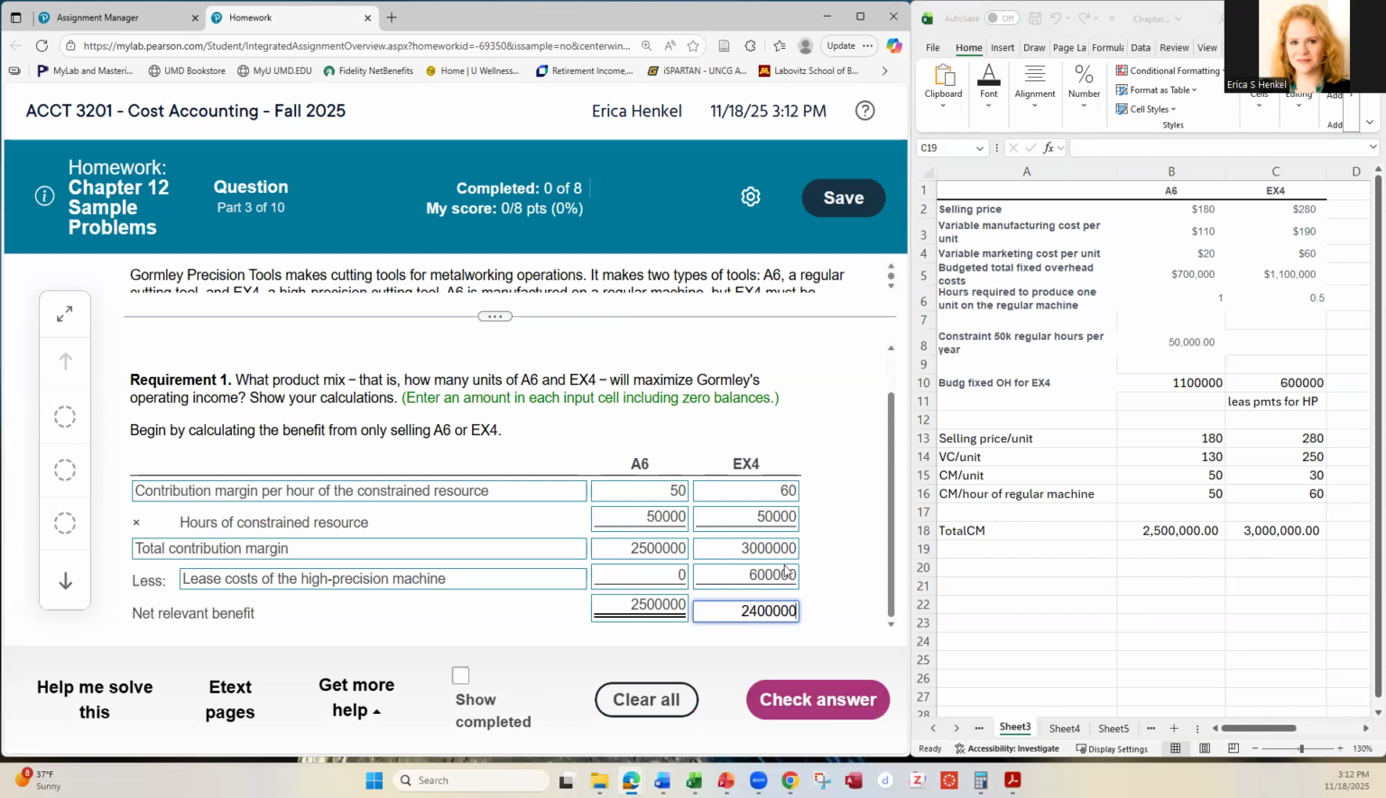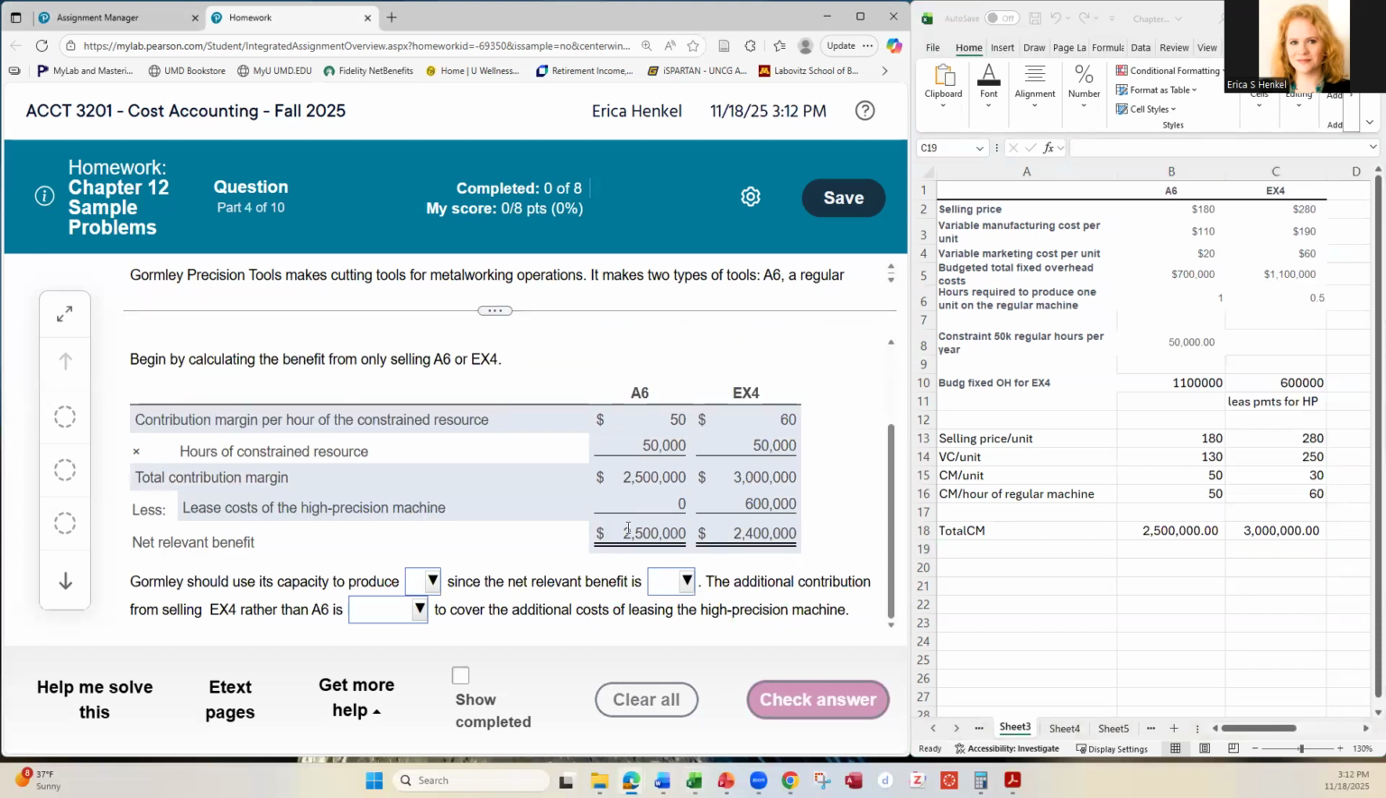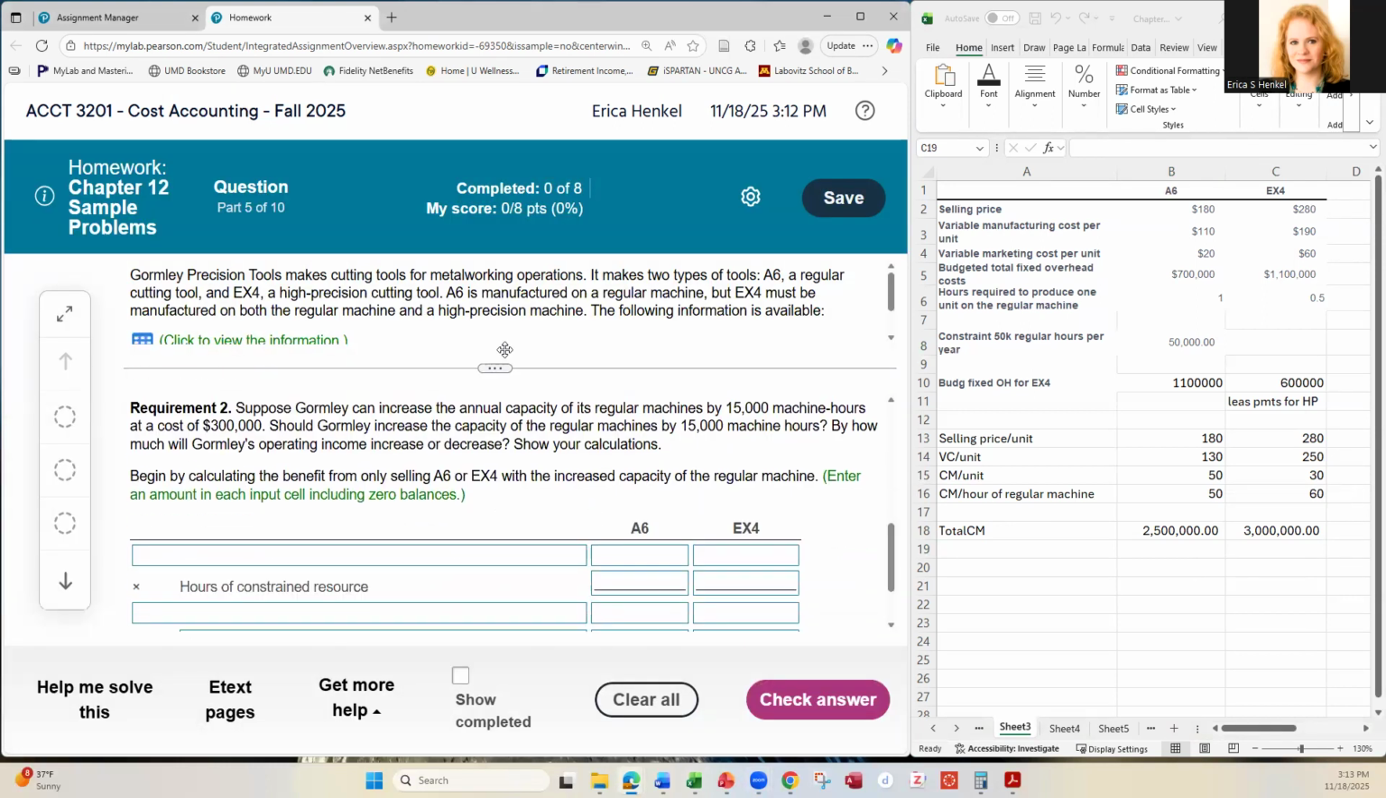So when we consider those lease costs, it's actually looking like we make more money overall with the regular machines. So we should manufacture the A6 since the net relevant benefit is higher. The additional contribution from selling the EX4 rather than the A6 is not enough to cover the additional costs of leasing the machine. Okay, so that's our first example there.